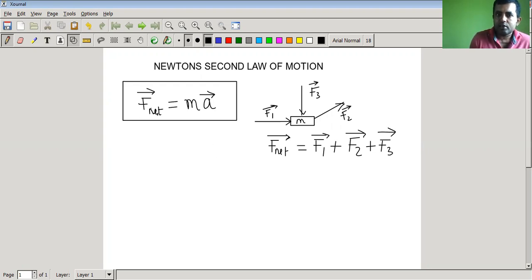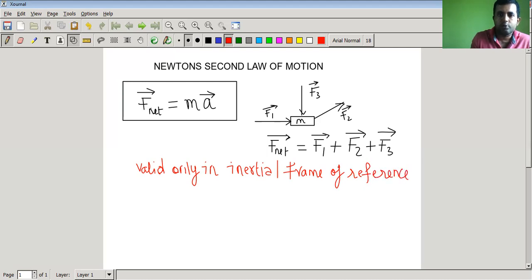Okay. Now, are there any limitations to Newton's second law of motion, or can it be applied everywhere? It turns out that Newton's second law of motion is only valid in a special frame that is called an inertial frame of reference. Okay, so it is valid only in an inertial frame of reference.